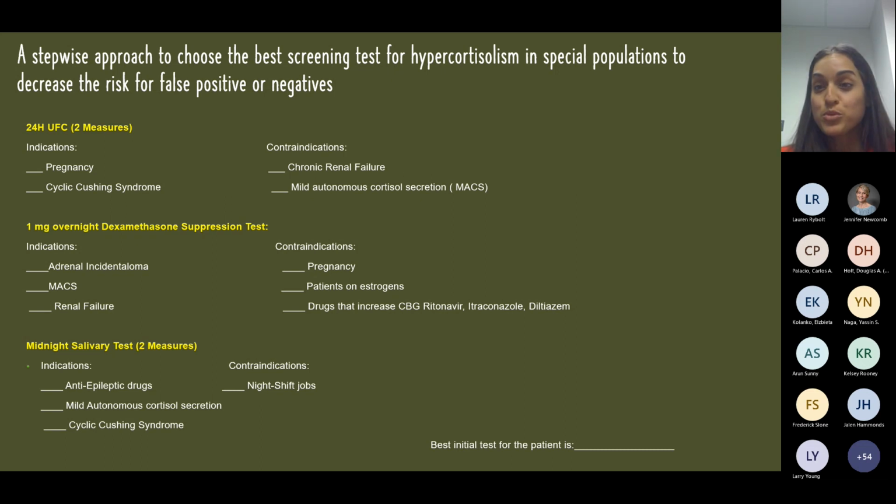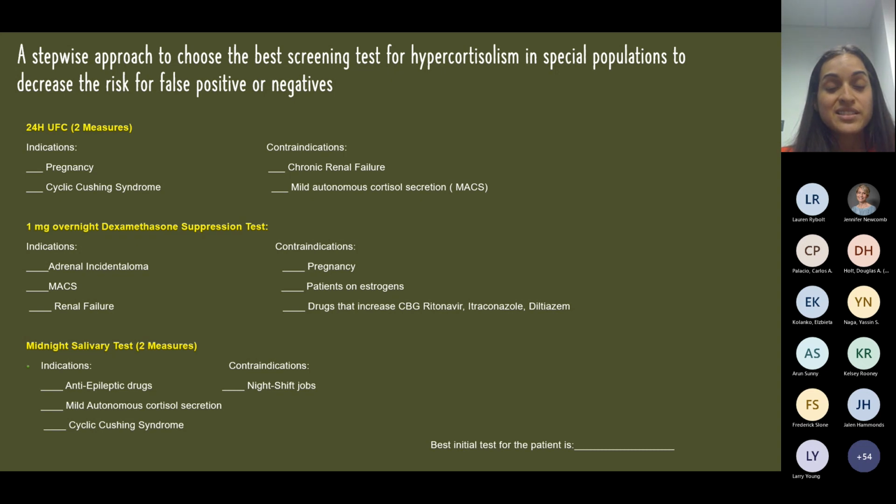Sometimes we have special populations where we need to make sure what the best test for evaluation of hypercortisolism can be. Why? Because in some populations we can have increased false positives or false negatives. So let's review the options that we have. For the 24-hour urine collection for cortisol, as we discussed, we need 2 measures. It can be a good test for evaluation in patients that are pregnant, and also for patients that have cyclic Cushing syndrome.